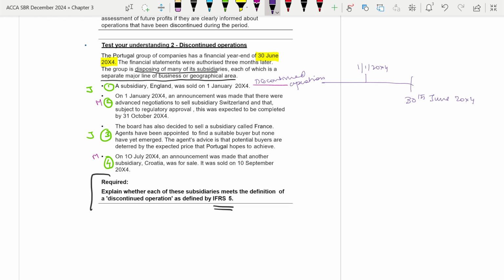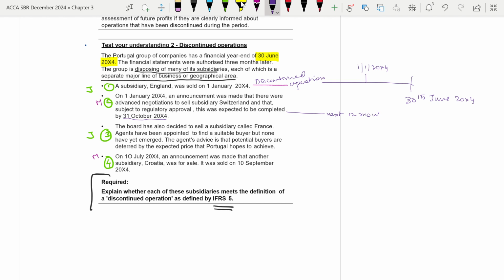So, it meets the criteria because the announcement was made in January 2004. They said there was an advanced negotiation to sell, subject to regular approval. This is expected to be completed by how much? It is expected to be completed by August, within the next 12 months. Is it right?